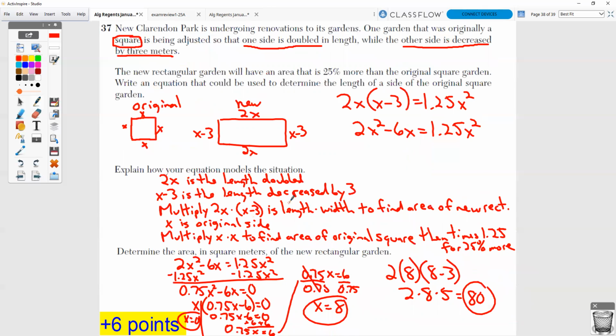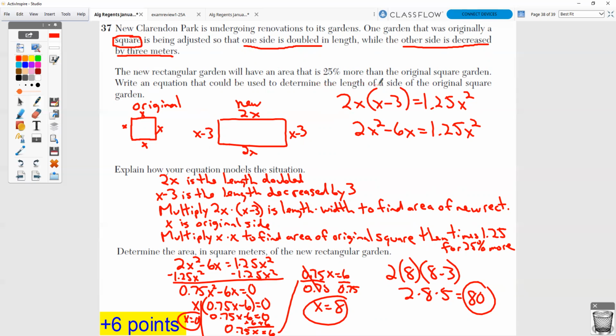And then in question number 37, you have a square. Notice that it says a square. Here's my square. All 4 sides of the square are the same size. It's being adjusted so that one side is doubled in length. So that becomes 2x. When you double something, you multiply it by 2. And the other side is decreased by 3. So I'm going to subtract 3 from the other 2 sides. That's now going to form a rectangle. That rectangle is 25% more than the original square.